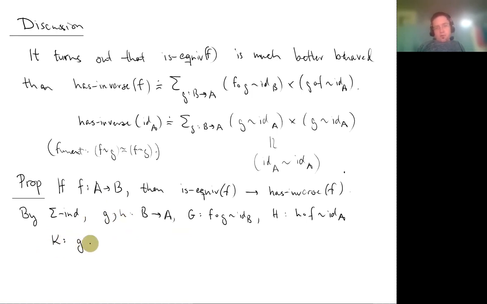So we can define a homotopy K from g to h. And let's say, how do we define this? We use the concatenation. So we have g. g is judgmentally equal to the composite of the identity on A with g.